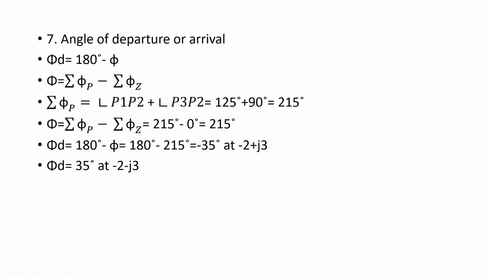Again, find the angle of departure. When we calculate the angle of departure using the protractor or the coordinate values, we get 125 and 90 degrees. For poles, there are no zeros, so it is 215. 125 plus 90 is 215. Then 180 minus 215 is minus 35.